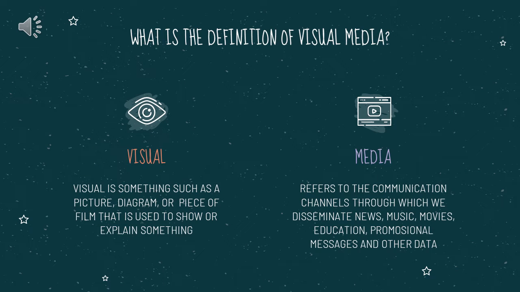About visual media, we would like to divide visual and media into different meanings. Firstly, visual. What is visual? Visual is something such as a picture, diagram, or piece of film that is used to show or explain something. In other words, visual is something that we can see with our eyes, so the things that we see have their own meaning.